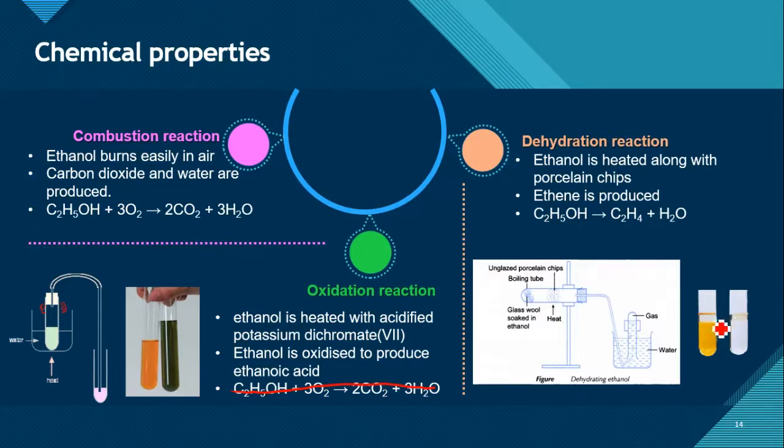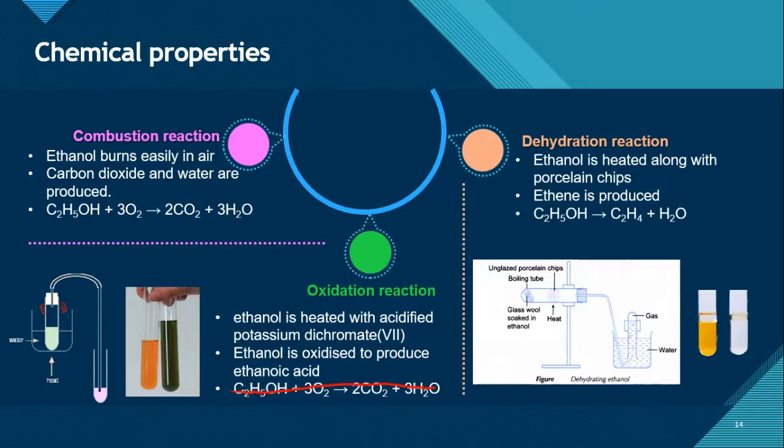So you need to remember, this is a very important test for alkene. How to test for alkene? Basically, we test with bromine water. The bromine water will decolorize from brown to colorless. So this is quite an important test as well, particularly for organic chemistry. All right, so that's all about chemical properties.